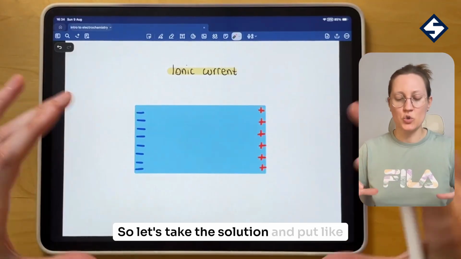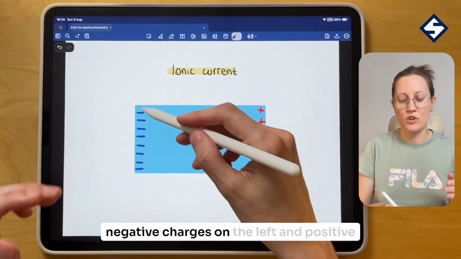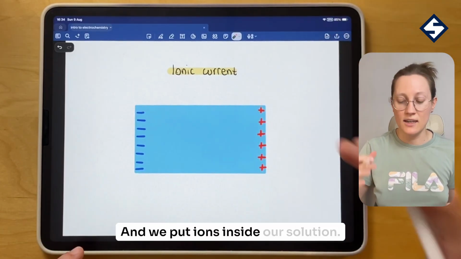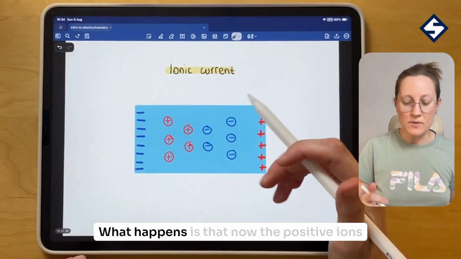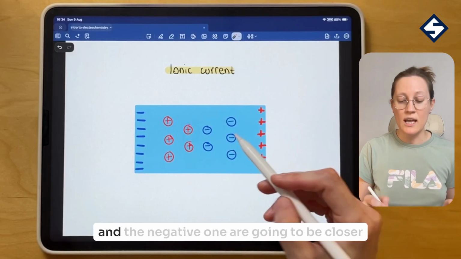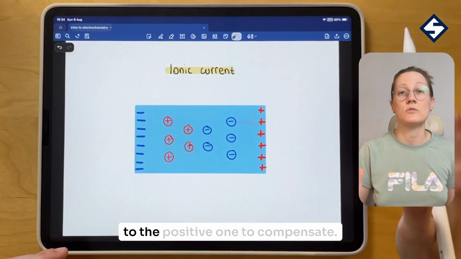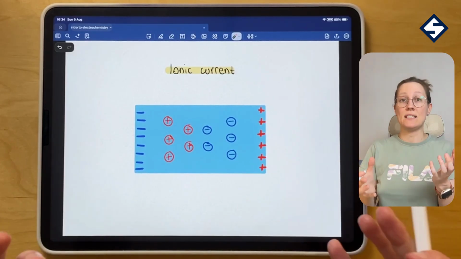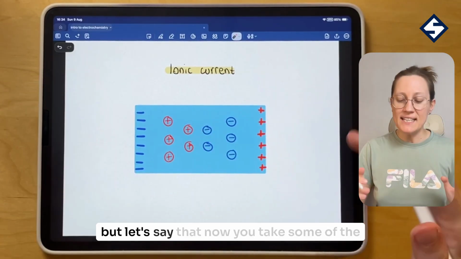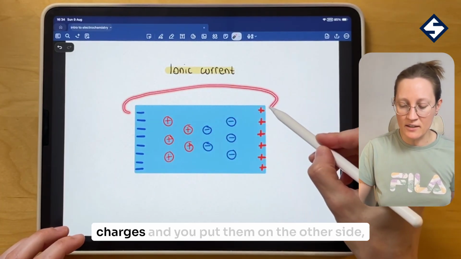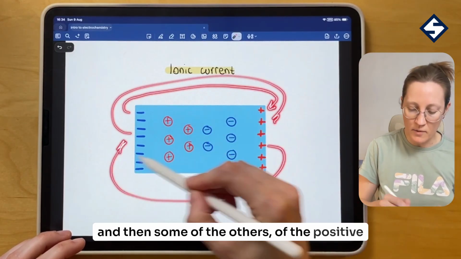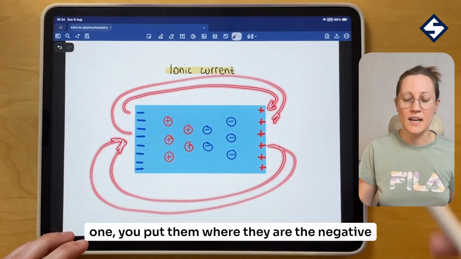So let's take the solution and put negative charges on the left and positive charges on the right. And we put ions inside our solution. What happens is that now the positive ions are going to be closer to the negative ones, and the negative ones are going to be closer to the positive ones to compensate and give the whole system electroneutrality. But let's say that now you take some of the charges and put them on the other side, and then some of the positive ones you put where the negative ones are.